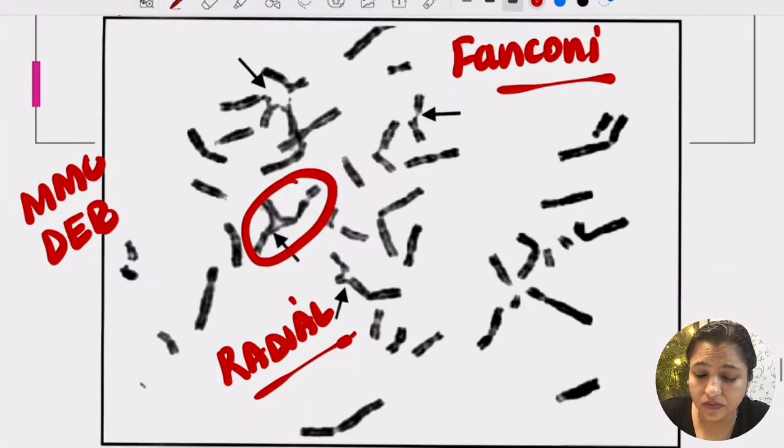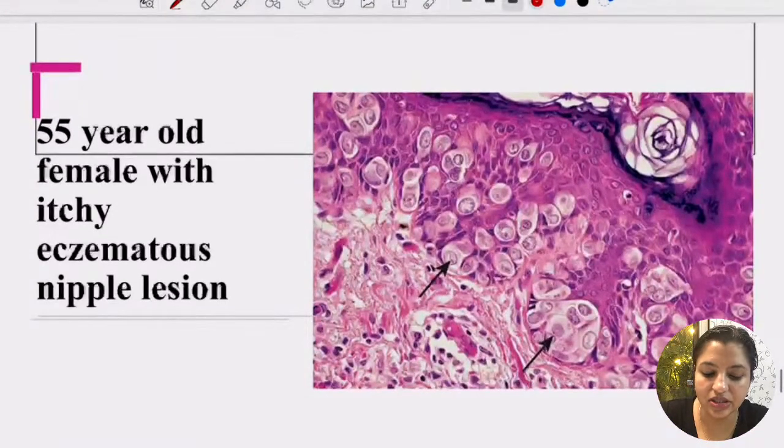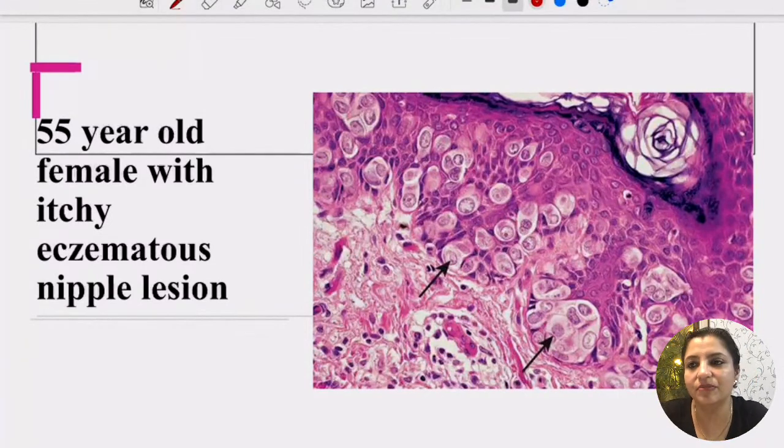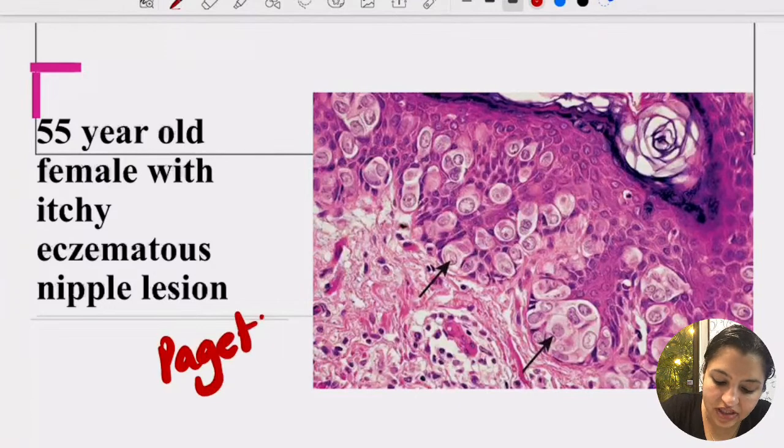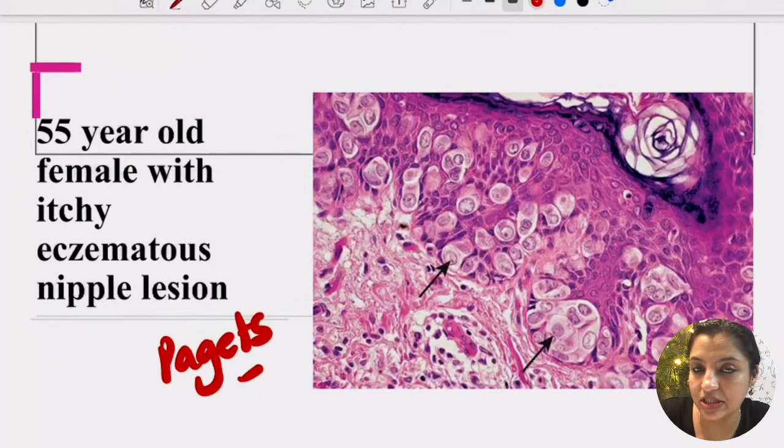Okay. Right. Coming to the next. This is a 55-year-old female with an itchy, eczematous nipple lesion, and a very important, repeatedly asked question. Remember this, everybody knows this is Paget's disease. Always remember, breast Paget's disease is usually associated with an underlying malignancy, whereas in vulval Paget's disease, an underlying malignancy is usually not present. So that's the difference.